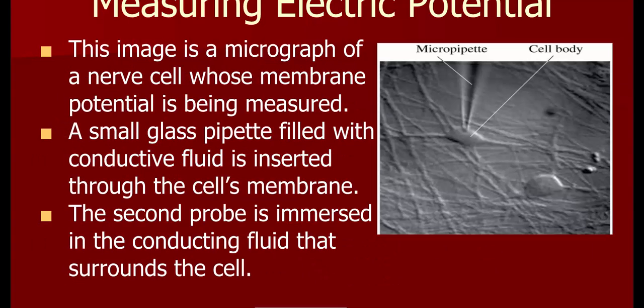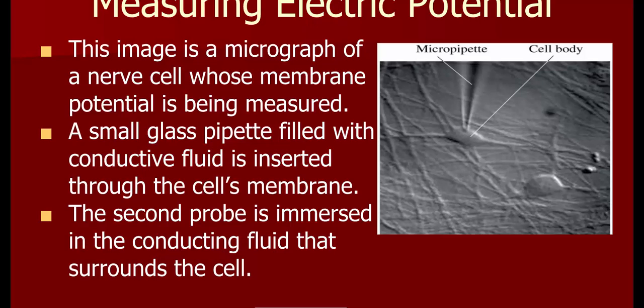So here is a micrograph of a nerve cell whose membrane potential is being measured. So this is a nerve cell right here. There's another one down here. This is the micropipette that they have one of the voltmeter leads in.